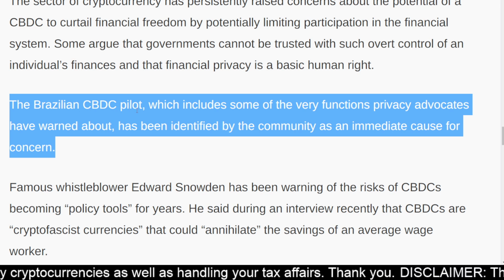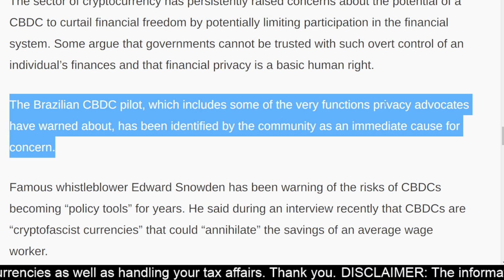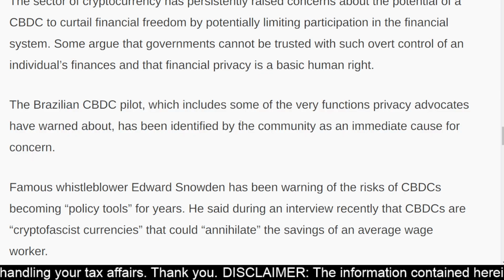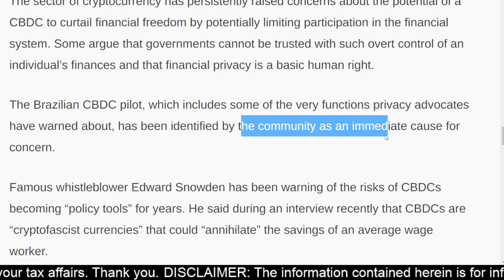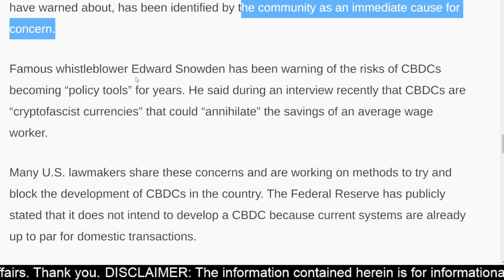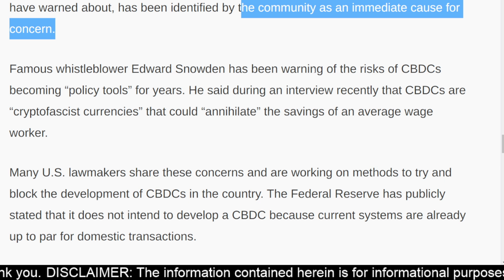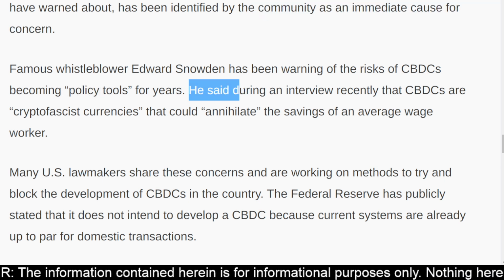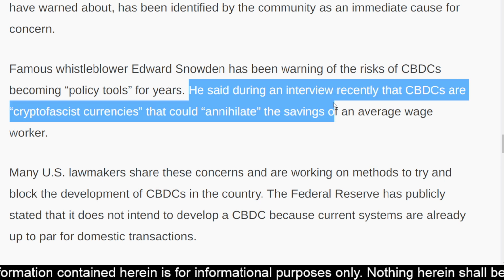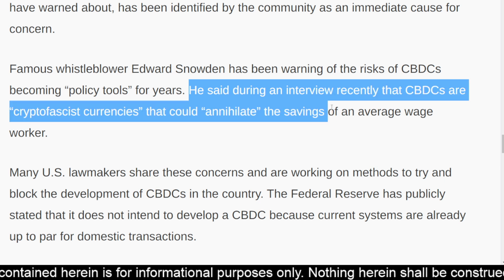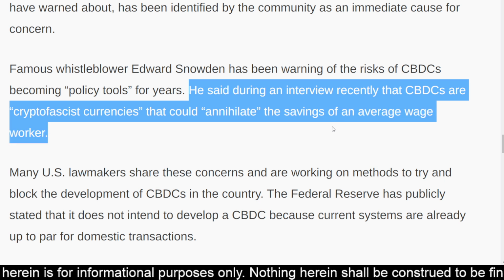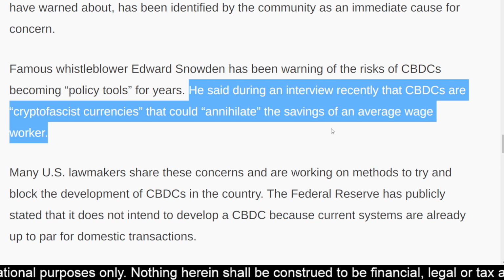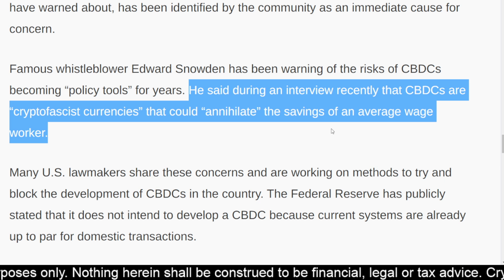The Brazilian CBDC pilot, which includes some of the very functions privacy advocates have warned about, has been identified by the community as an immediate cause for concern. Famous whistleblower Edward Snowden has been warning of the risks of CBDCs becoming policy tools for years. He said during an interview recently that CBDCs are crypto-fascist currencies that could annihilate the savings of an average wage worker. Again, I'm pretty sure they could do all this now.